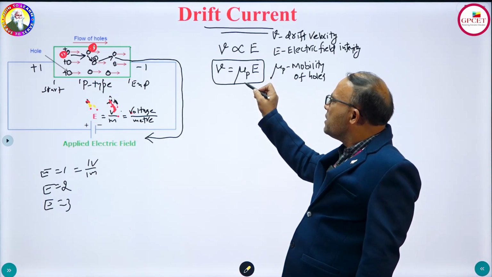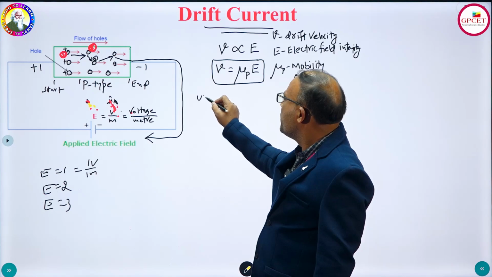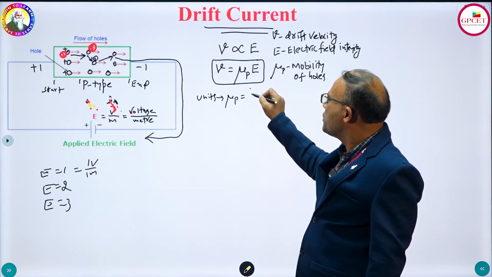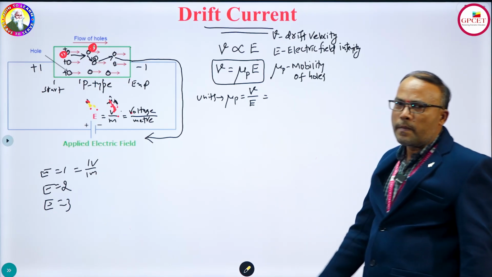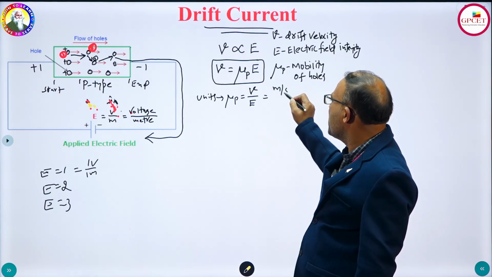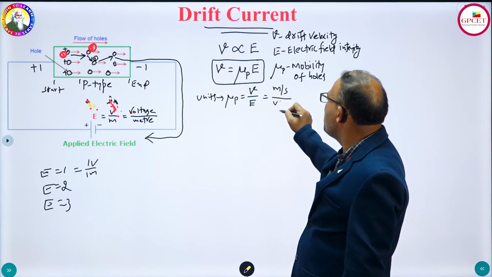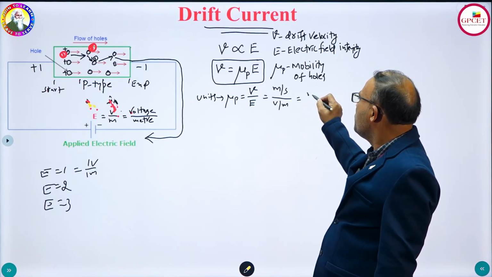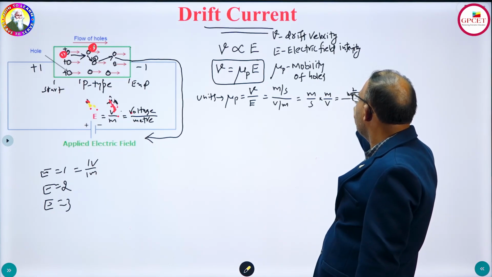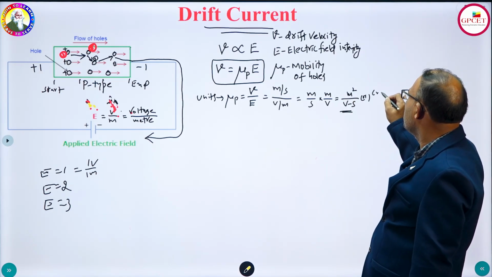Now we can find the units for mobility, which is very important for competitive exams like GATE. From the above equation, mu p is equal to V divided by E. Drift velocity is always measured in meters per second, and electric field intensity E is measured in volts per meter. So that is equal to meter per second into meter per volt, which is meter square per volt second. It can also be written as centimeter square per volt second.